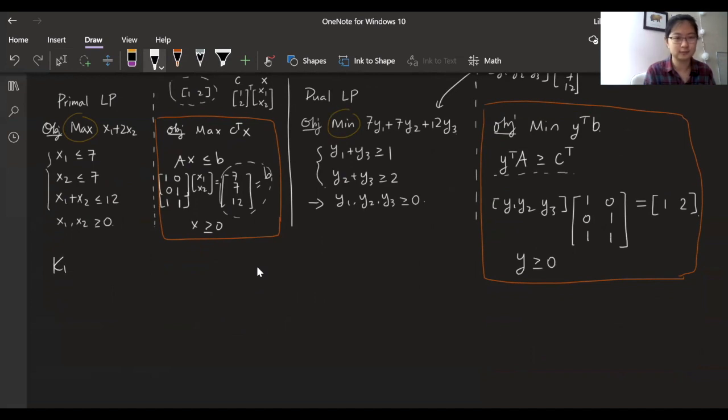Here's the kicker. Okay, maybe I shouldn't label this as the kicker. Let's make it fancier, let's call it theorem.